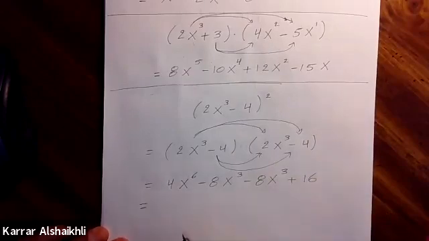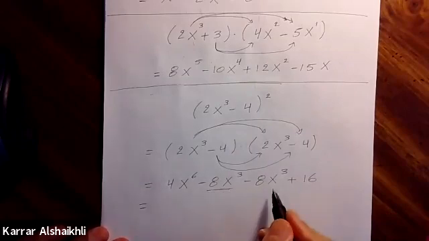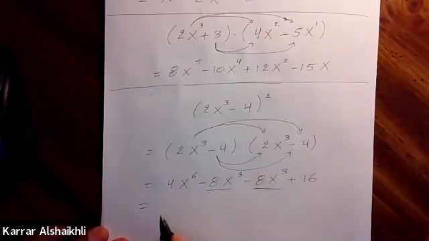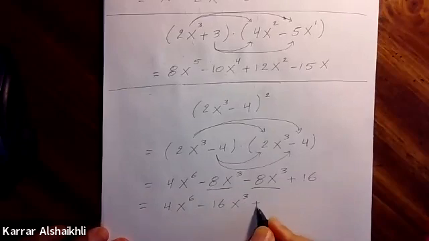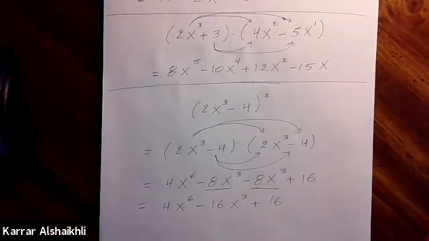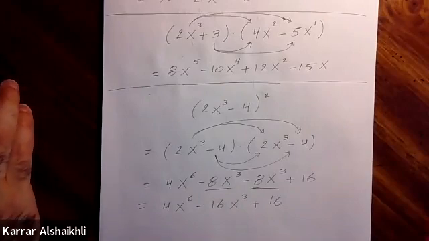Now this one is going to be equal. We have like terms here in the middle, so we have to combine these two like terms. So it's going to be 4x to the power 6. -8 minus 8 is going to be -16x cubed plus 16. That's the solution for this example.